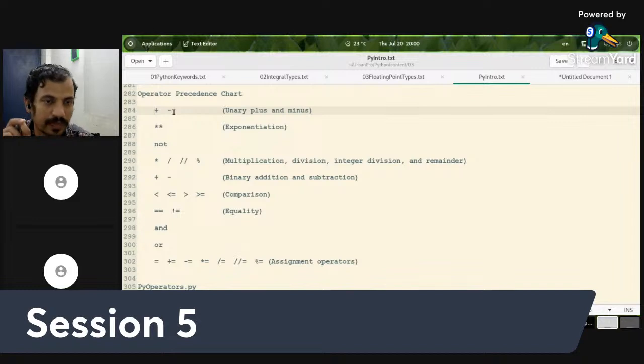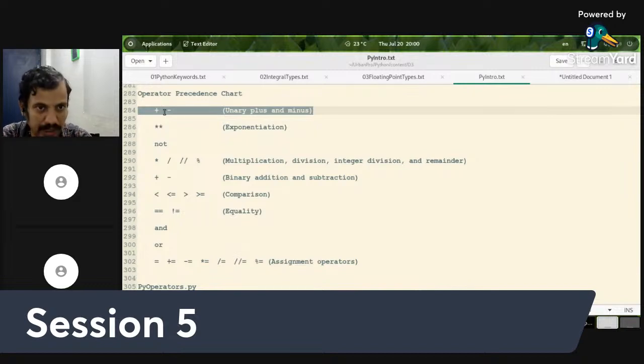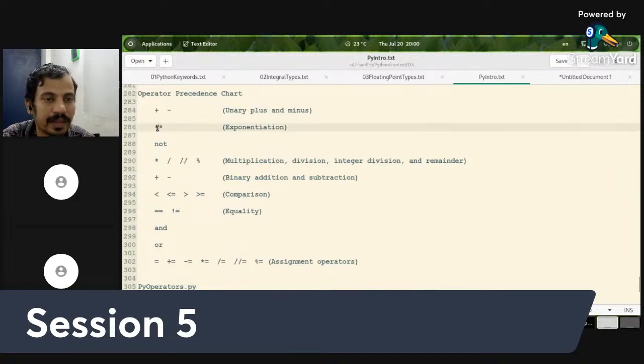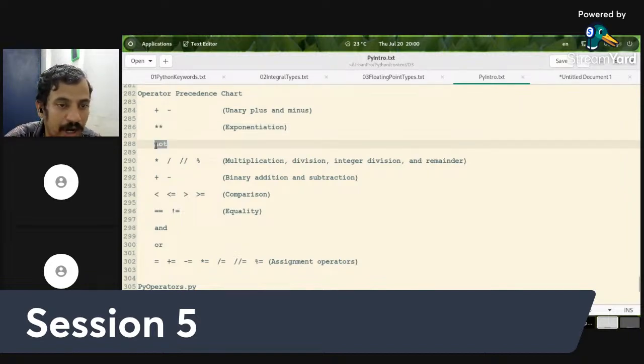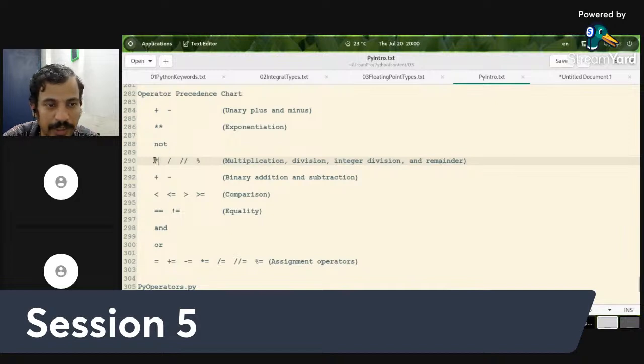Minus 3, plus 3. Unary plus works with only a single operand. So we take unary plus or minus to be executed first. Next, if there is any power operation, exponentiation, we take it next. If you have a logical operation not, that has the next precedence. After that, you have multiplication, division, integer division, and remainder operations. These have the same precedence.